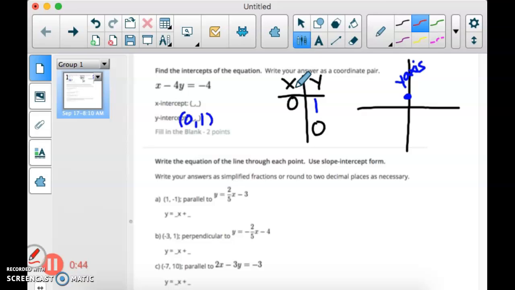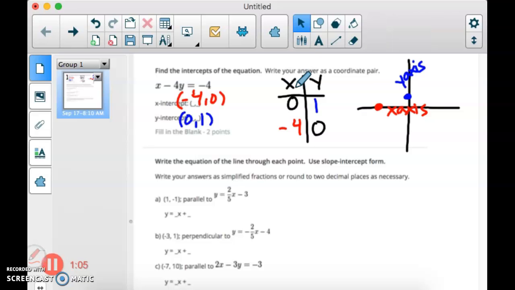Then if you're doing the x-intercept, that's when y is 0. So if I plug 0 into that equation, I get -4. If you think about plotting that on a graph, it's going to be somewhere over here on the x-axis. So that's your x-intercept, because it's where the graph crosses the x-axis. So (-4, 0) goes in that top spot.